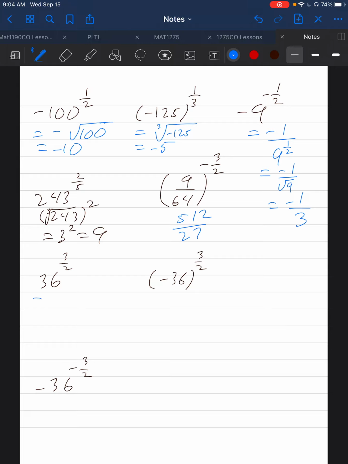Now this one we should have space for. 36 raised to the 3 over 2, so that's the square root of 36 to the third power. Once again, we can take the square root of 36 first and then raise that to the third power. That's going to be 6 to the third power, which is equal to 216.